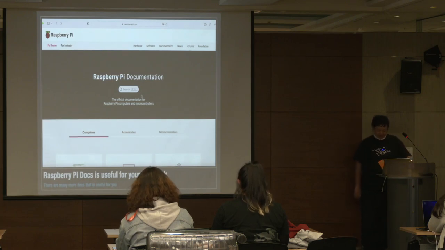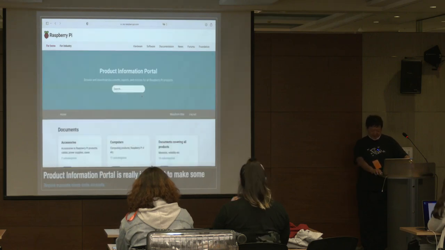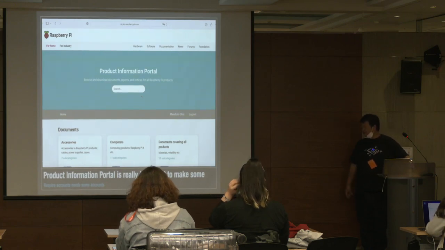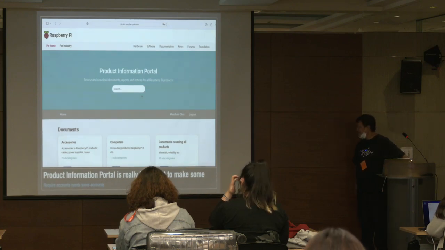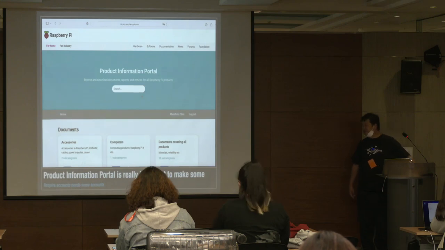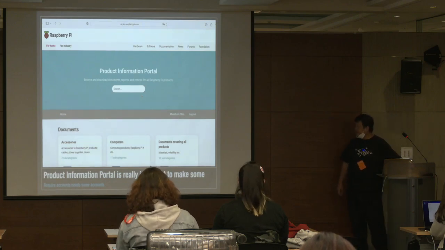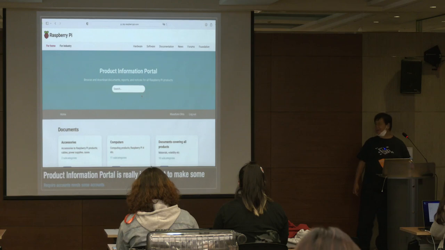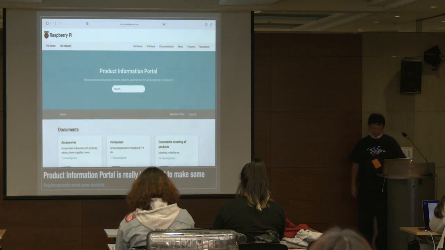I should introduce something useful: documentation for Raspberry Pi. The product portal documentation is useful for physical computing users, because it is very detailed documentation about the Raspberry Pi and its hardware. The documentation is limited. But by applying an NDA agreement with Raspberry Pi, you can see all documentation about the hardware itself.